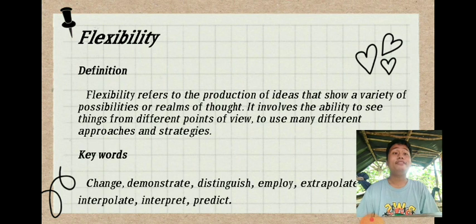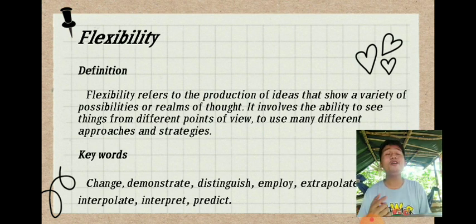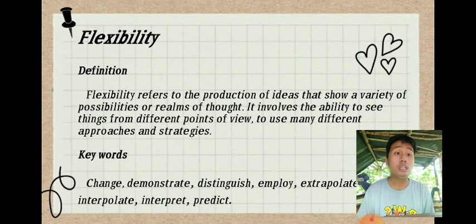Next is flexibility. It states that it refers to the production of ideas that show a variety of possibilities or realms of thought. It involves the ability to see things from different points of view, to use many different approaches and strategies. It is the ability to look at something from a different angle or point of view, shifting an opposing viewpoint, angle, direction, chronology, modality, putting yourself in someone's shoes.